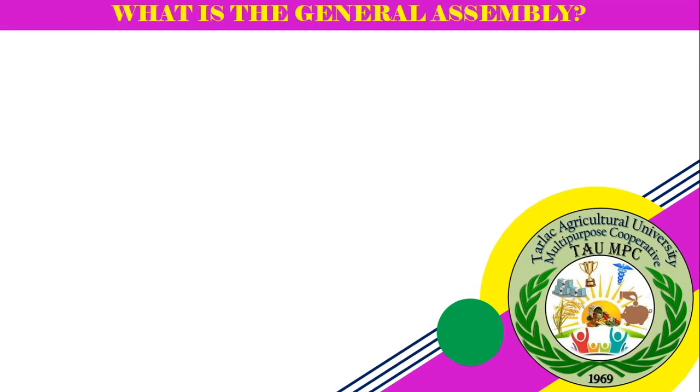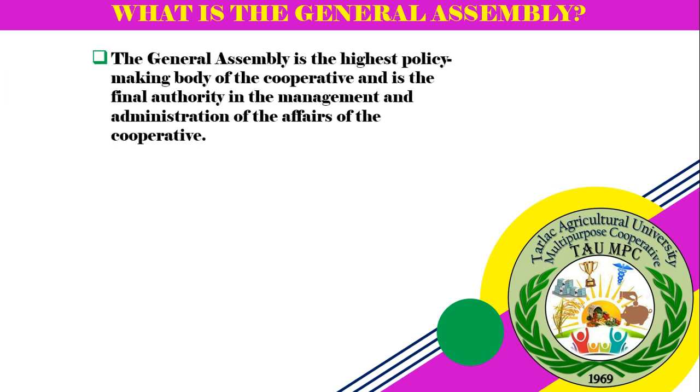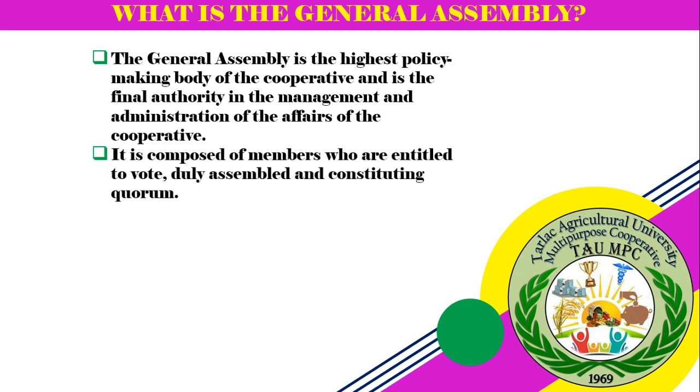What is the General Assembly? The General Assembly is the highest policy-making body of the cooperative and is the final authority in the management and administration of the affairs of the cooperative. It is composed of members who are entitled to vote, duly assembled and constituting quorum.